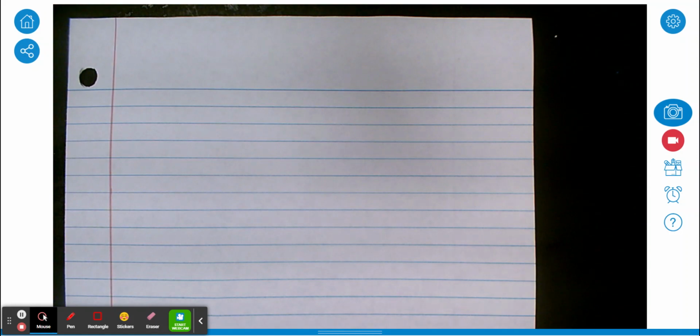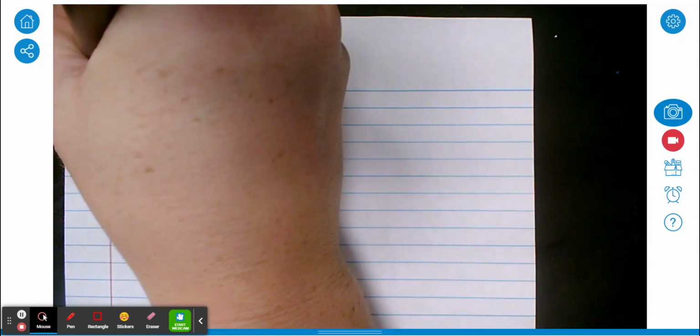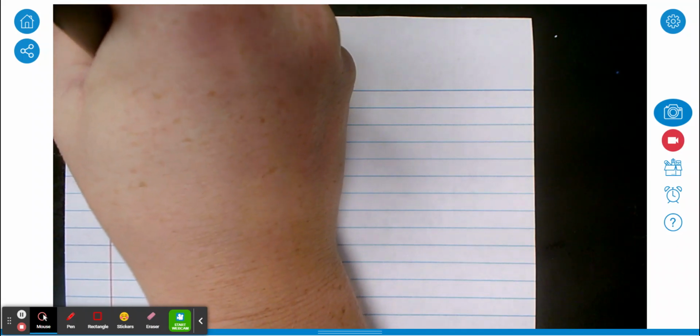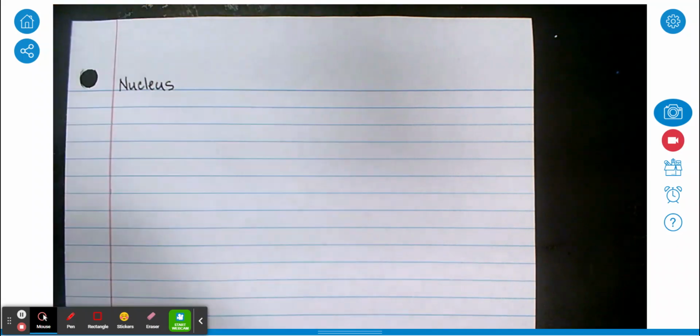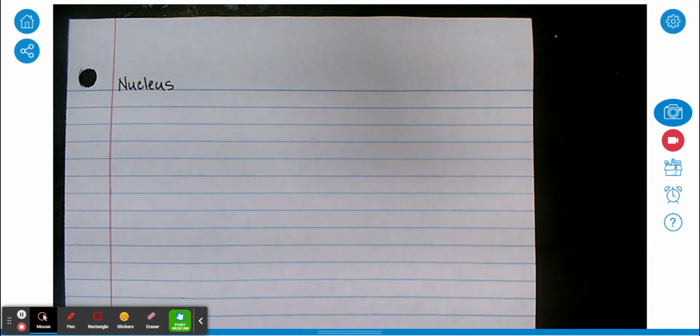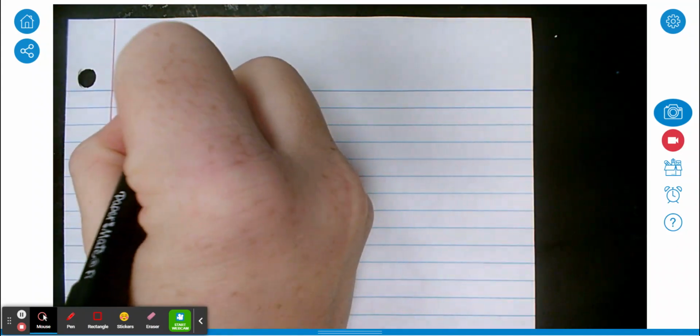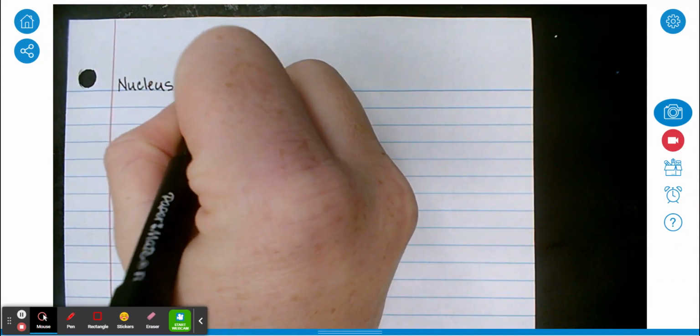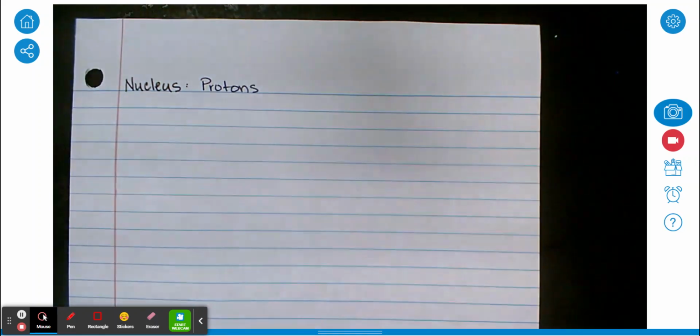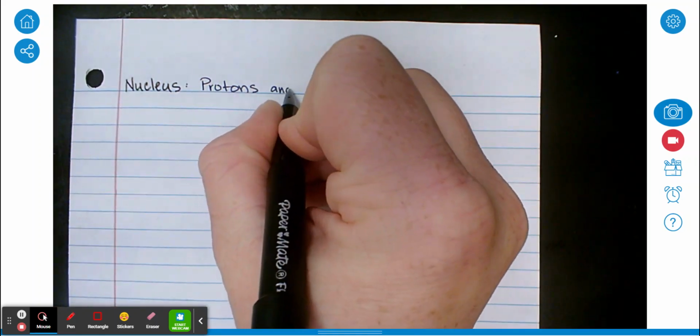Today we're going to be talking about basically half of the atom. We're going to be diving into the nucleus of the atom, which we'll do a drawing of here in a second, and looking specifically at the protons and the neutrons.